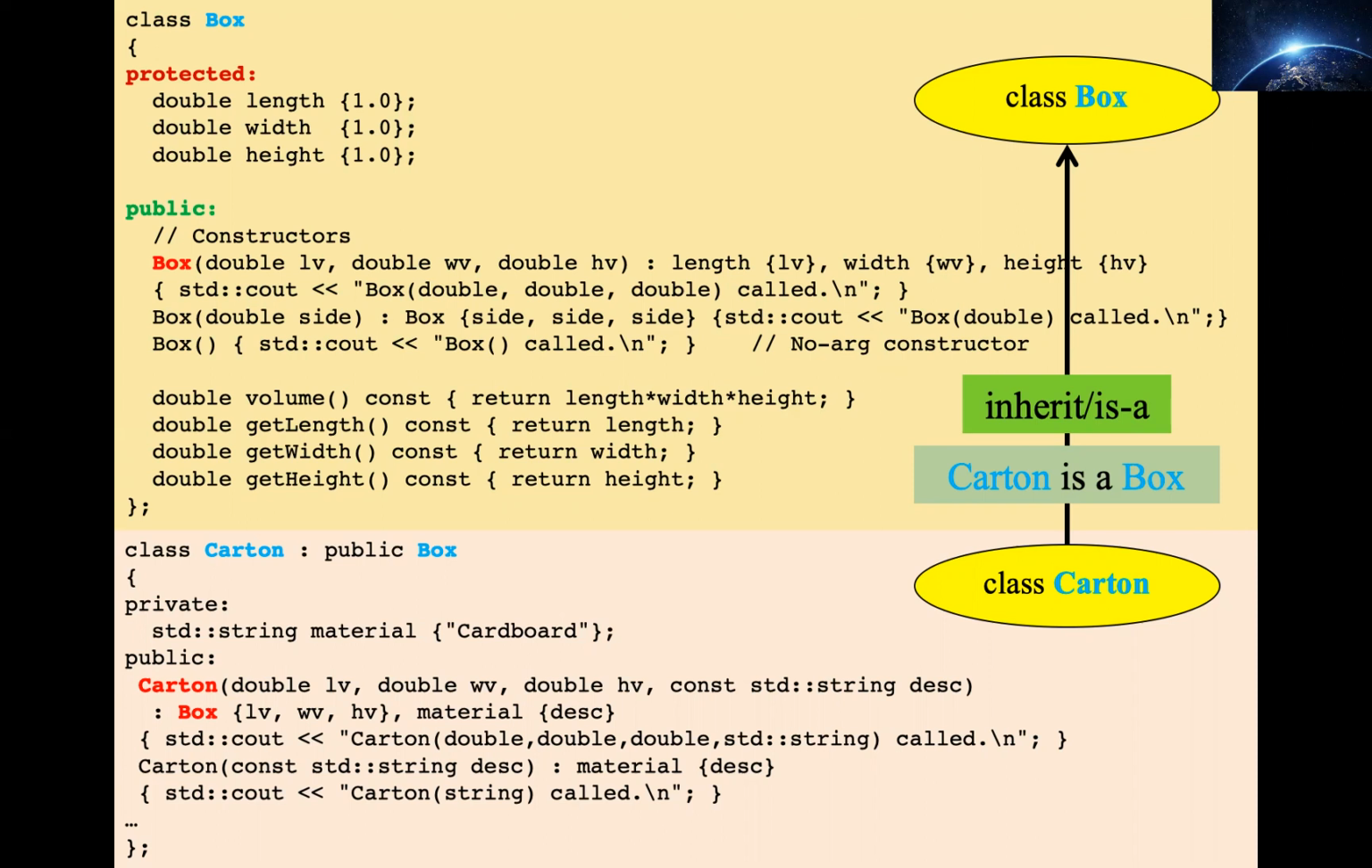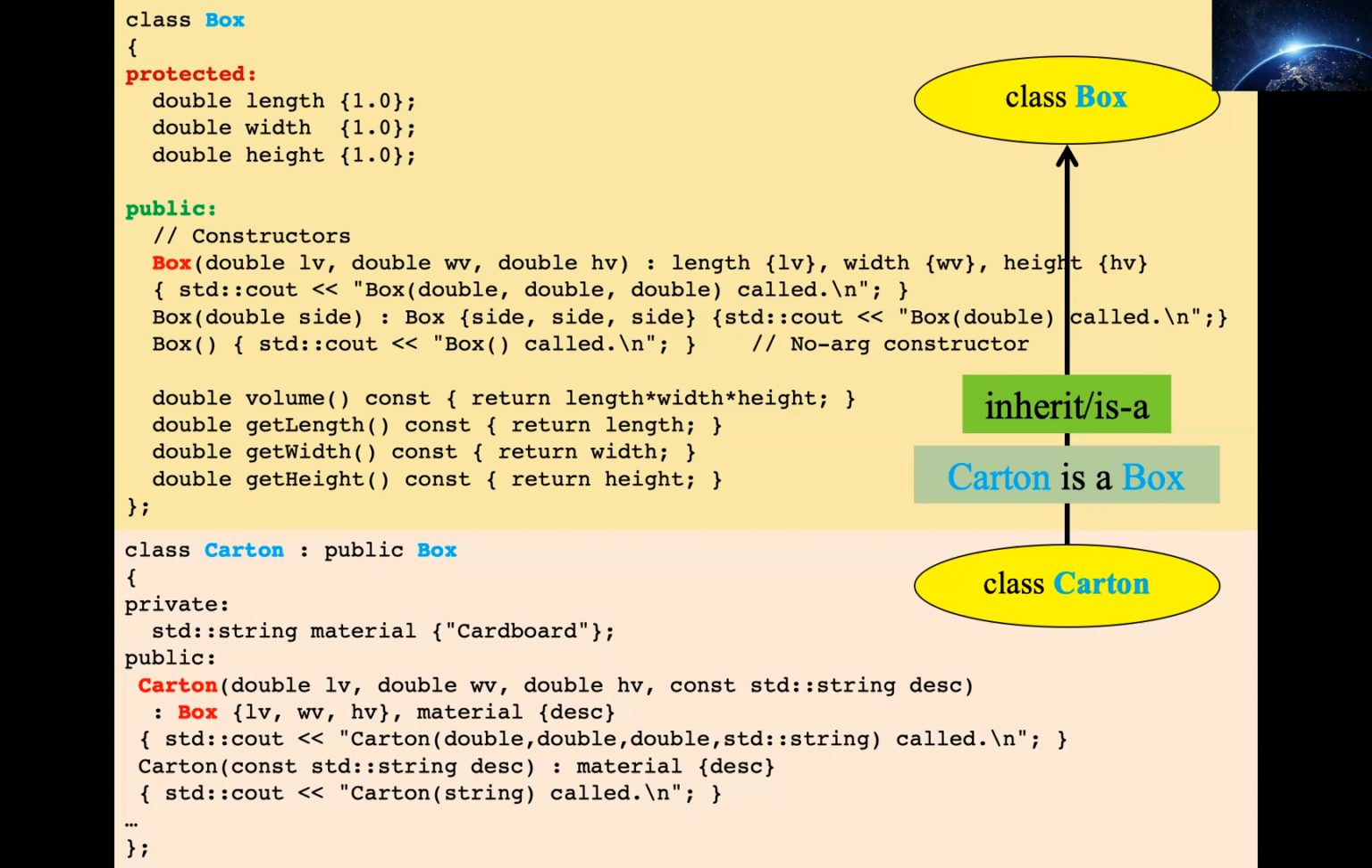So this is the first time you see the keyword protected at the beginning of the class definition of box here. I changed that. So what's the difference between private and protected? If I put private, then any member function of the child class cannot directly access the private variable.